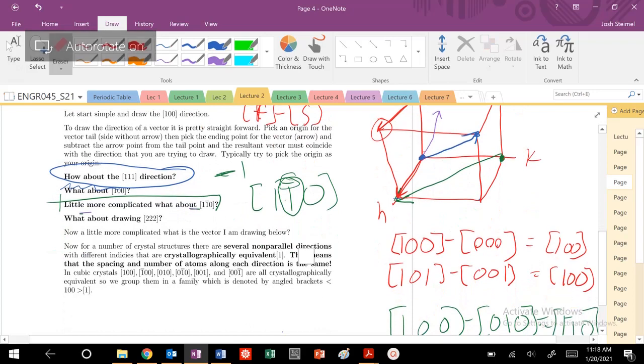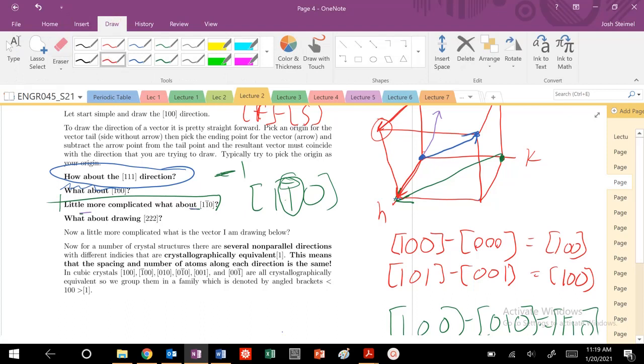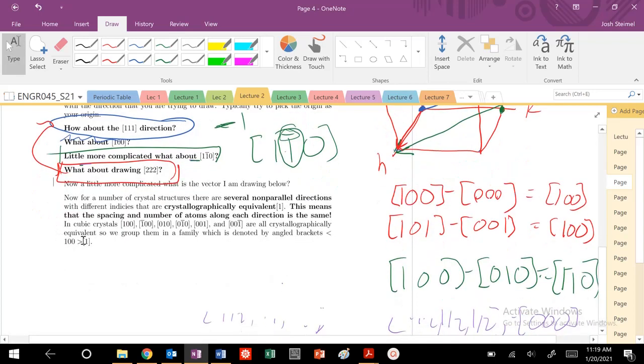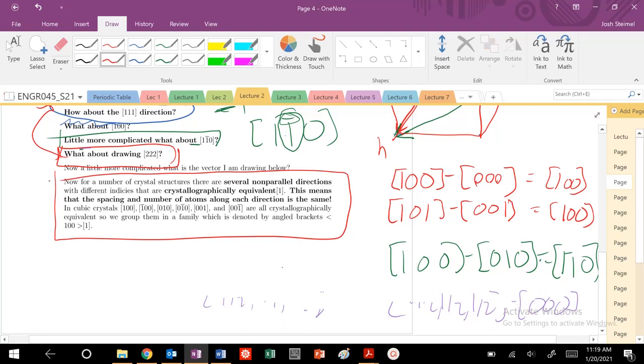So look, about the 2-2-2 direction. Well, that's a direction that's just simply parallel to our 1-1-1 direction. So these are parallel directions. You can kind of draw that again, even if we can't really draw that in our single unit cell. Now, let's go ahead and do a couple more examples before we get to this very, very critical topic of basically crystallographically equivalent directions.